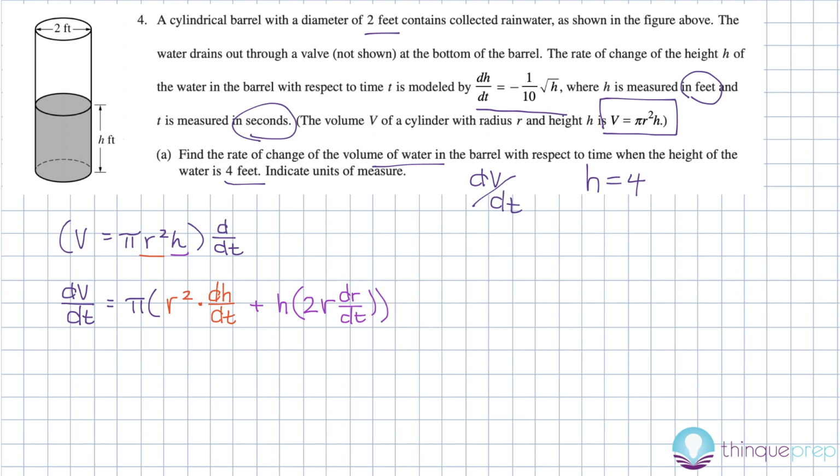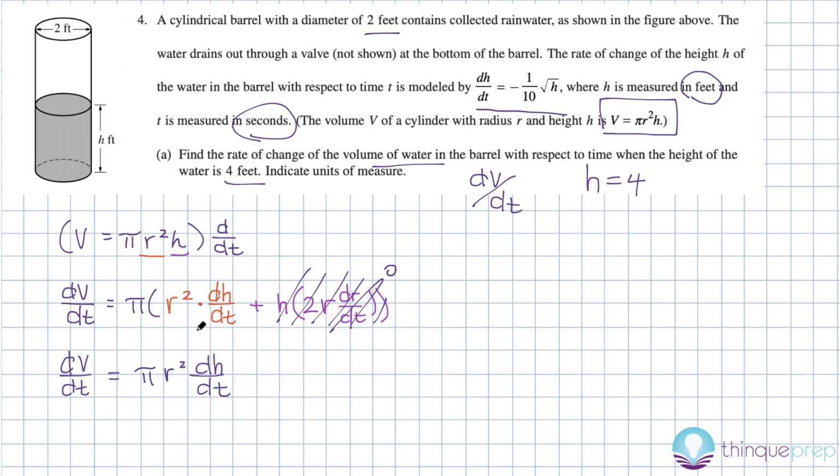Now if we want to go ahead and simplify this, let's look at this dr/dt. dr/dt is the rate of change of the radius of the cylinder. And notice that this is a cylindrical barrel. That means the radius is not going to get any bigger or any smaller. So we can think of the rate of change of the radius as just equal to 0. That means this entire term here is eliminated. So then dV/dt can be written in simplified form as pi r squared dh/dt.